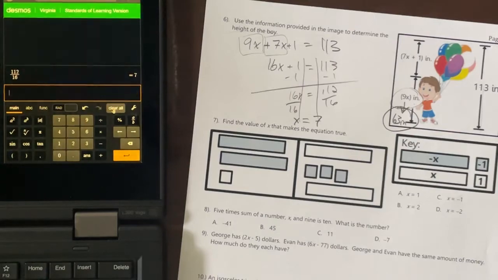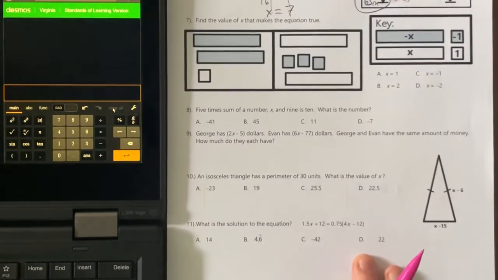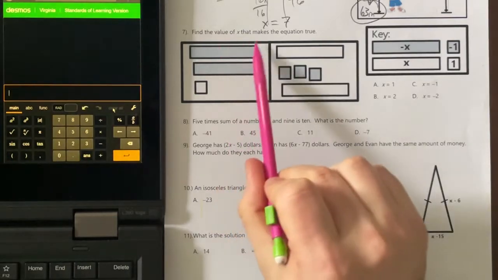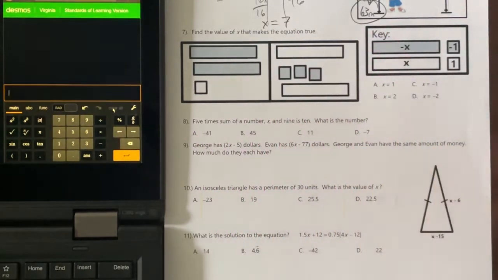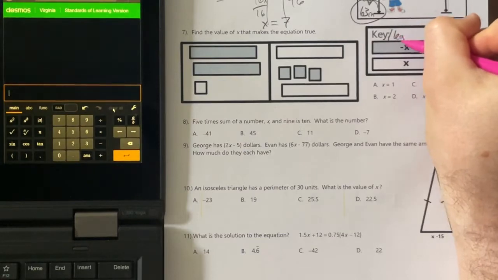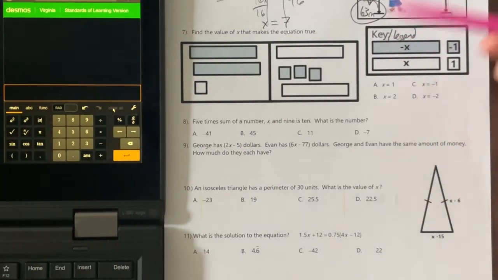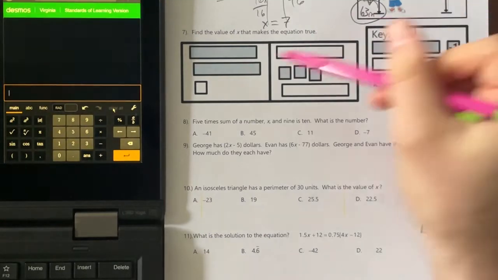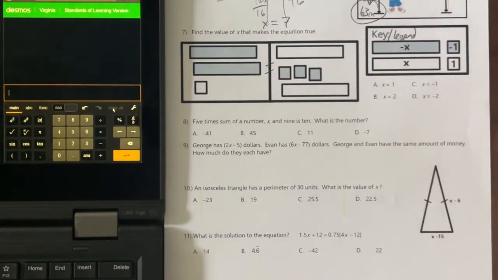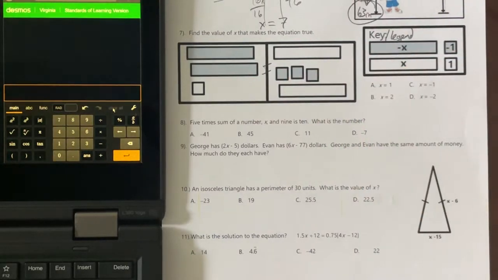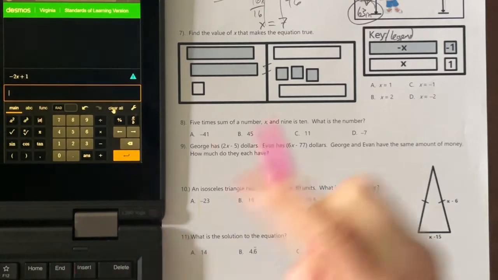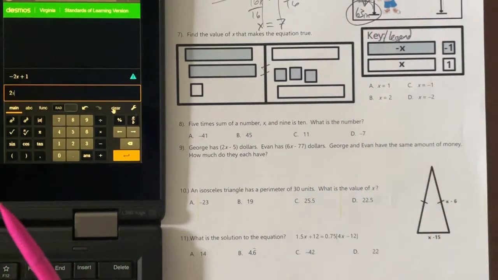All right. For number 7, it says find the value of x that makes the equation true. When it has that model, like in the algebraic expressions, just use the key or legend that it has. All you have to do is follow along for what it says. In the center is that equal sign. So on my left side, what do I have? I have 2 negative x's and a positive 1. And on the right side, I have 2x and minus 3.